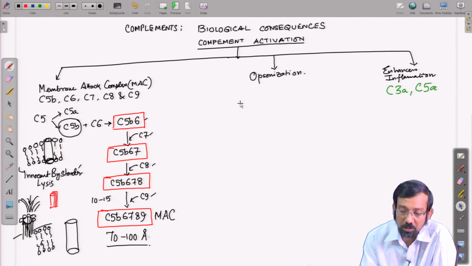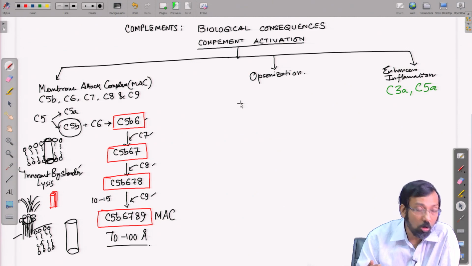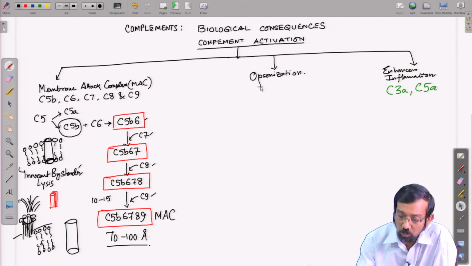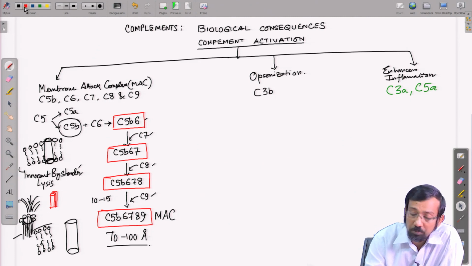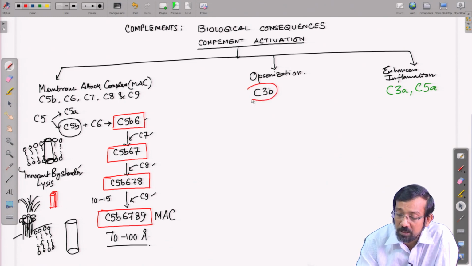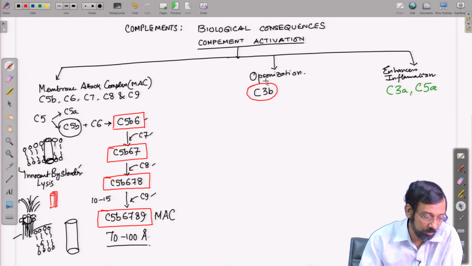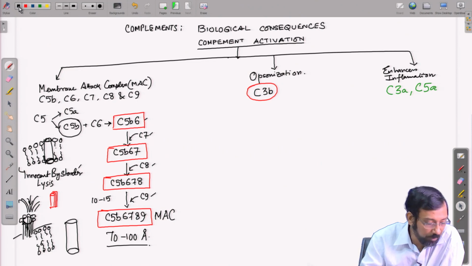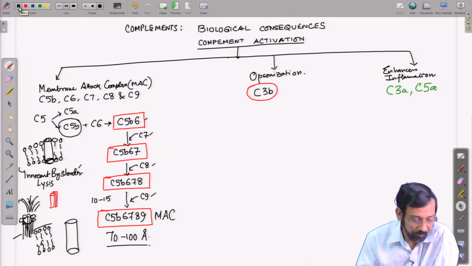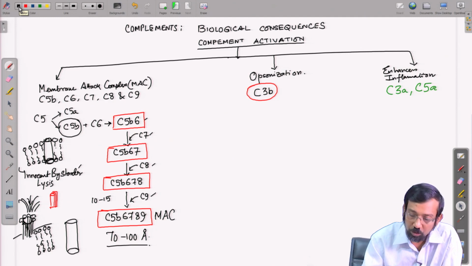So, let us look into the other process by which complement activation shows its biological consequence, that is by opsonization. So, again C3b, we will come across this C3b molecule several times, because C3b is the central and the wonder molecule. Now, how does this C3b look like?